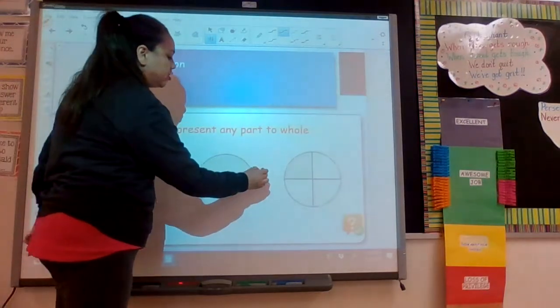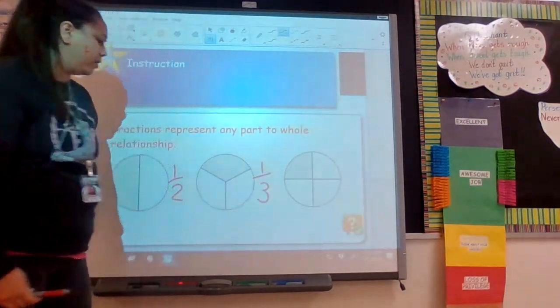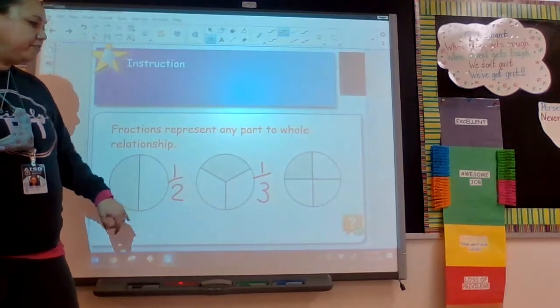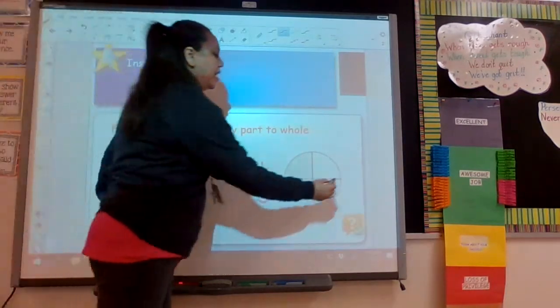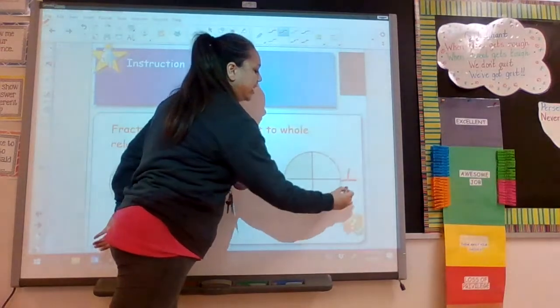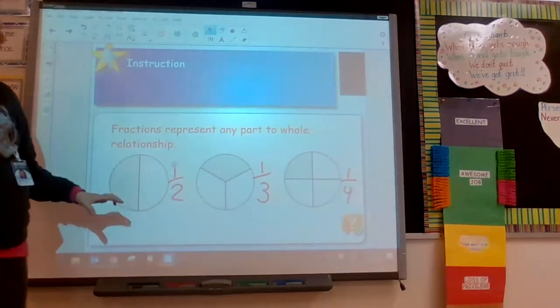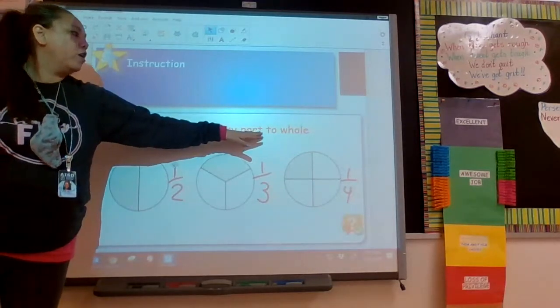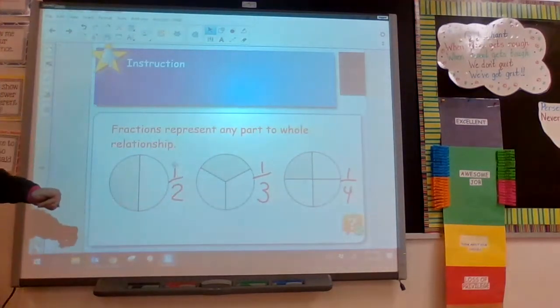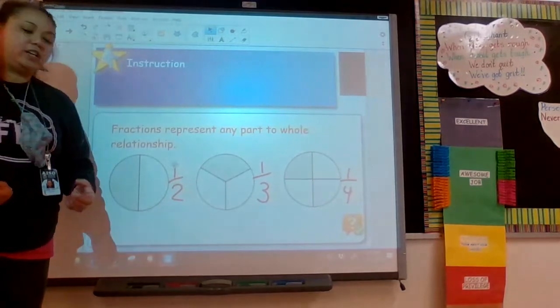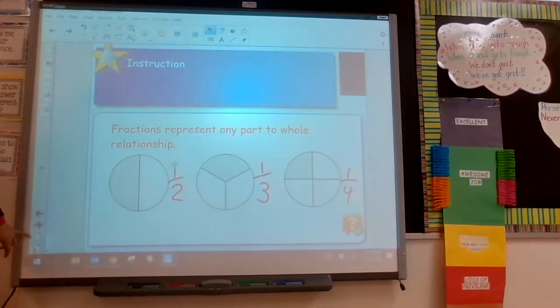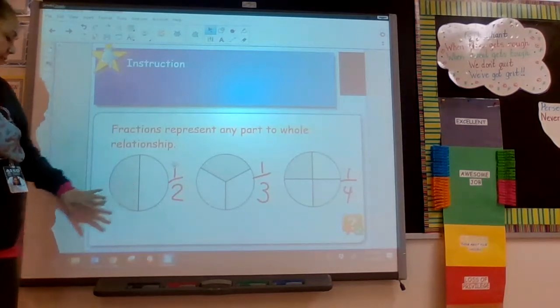Here, one piece is shaded, and the whole is in three parts. So this shows 1/2, this shows 1/3, and this one piece is shaded out of 4, which shows 1/4. So fractions show a part to a whole, where the part is being shaded, and the whole is the whole piece.